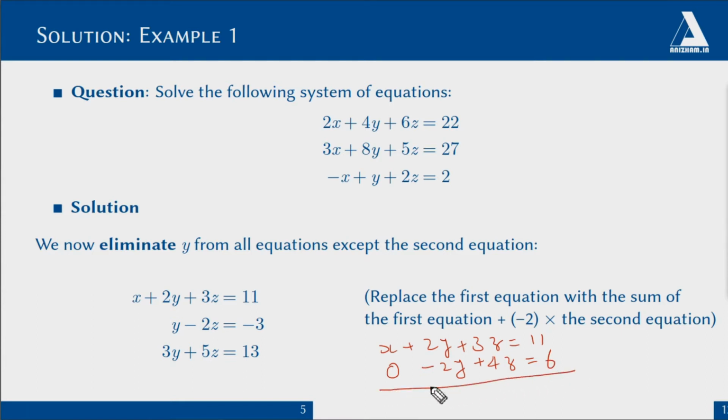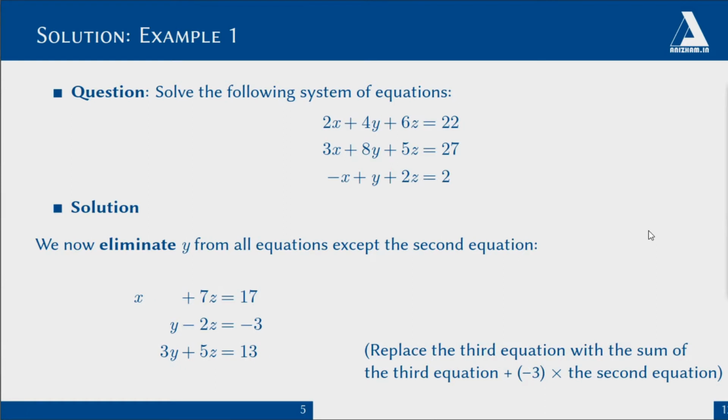So by adding this one, x plus 0y plus 7z equal to 17, the first equation will be replaced with this equation. So the first equation is replaced in this slide, and now we eliminate y from the third equation. In order to eliminate y from the third equation, we have to replace the third equation with the sum of the third equation plus minus 3 times the second equation.